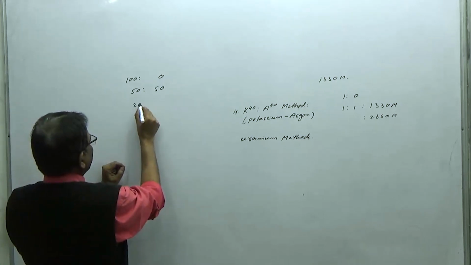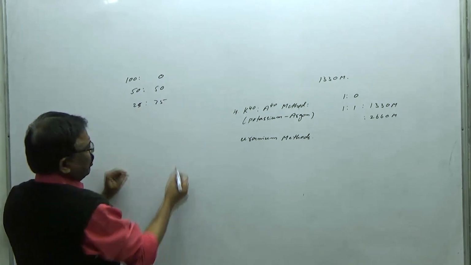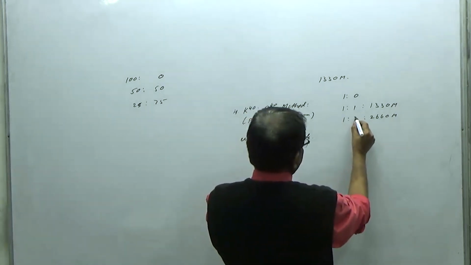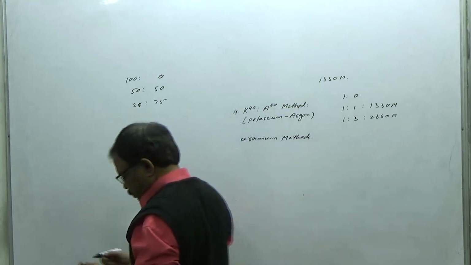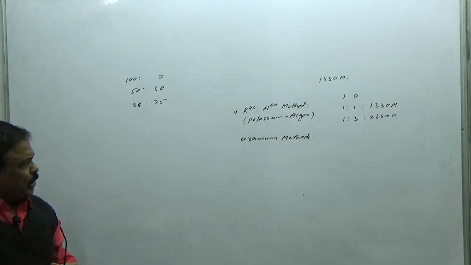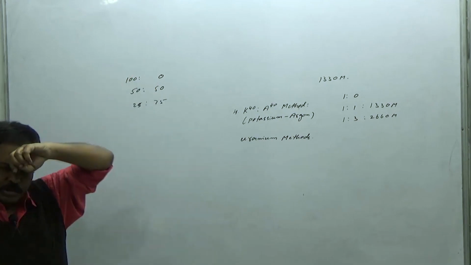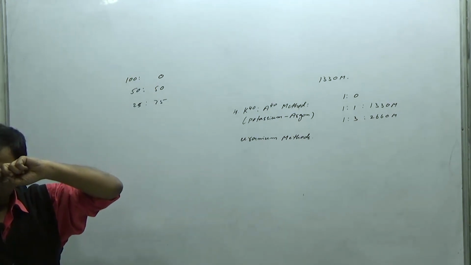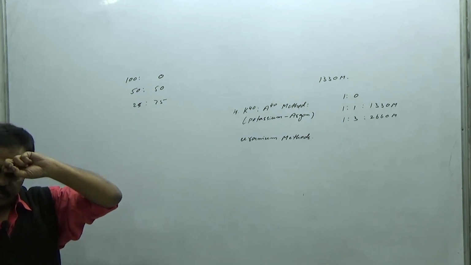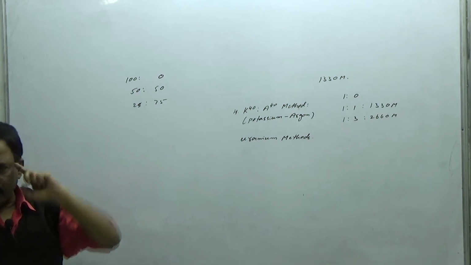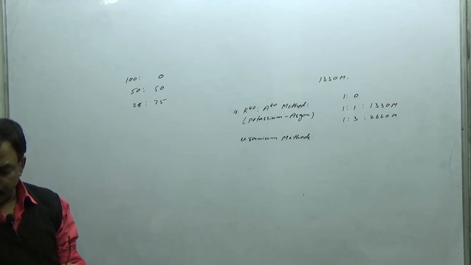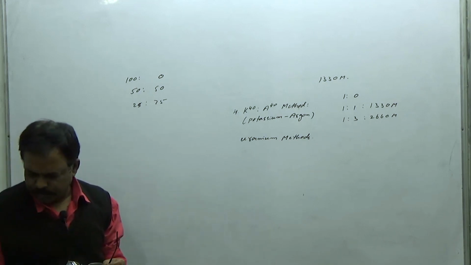Then 25-75 means 1:3. Like that, on the basis of the ratio of this potassium and argon, technicians analyze the age of the rocks and the earthen layers. Something like that goes on.